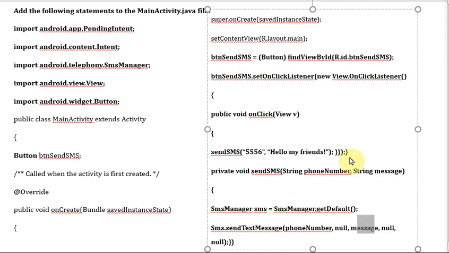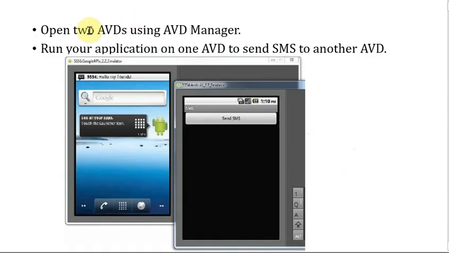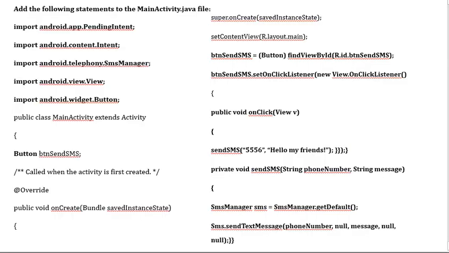Okay, so this is what you have to write for sending SMS. You can see here those are the steps. And next, once you have written all this, you can see here Send SMS, what you are sending: 555 and "hello my friends".